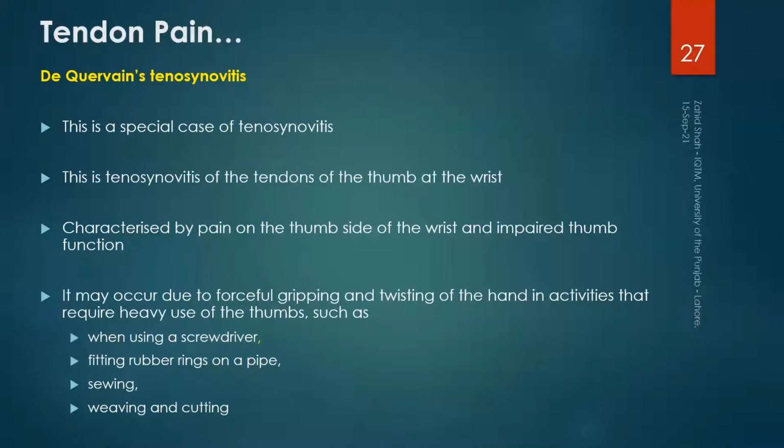And one of them is the thumb, and in that case, it is called De Quervain's tenosynovitis. It is a special case of tenosynovitis. This is the tenosynovitis of the tendons of the thumb at the wrist. It is characterized by pain on the thumb side of the wrist and impaired thumb function. It may occur due to forceful gripping and twisting of the hand in activities that require heavy use of the thumbs. Such activities are, for example, using a screwdriver, fitting rubber rings on a rope, sewing, weaving and cutting, and so on.